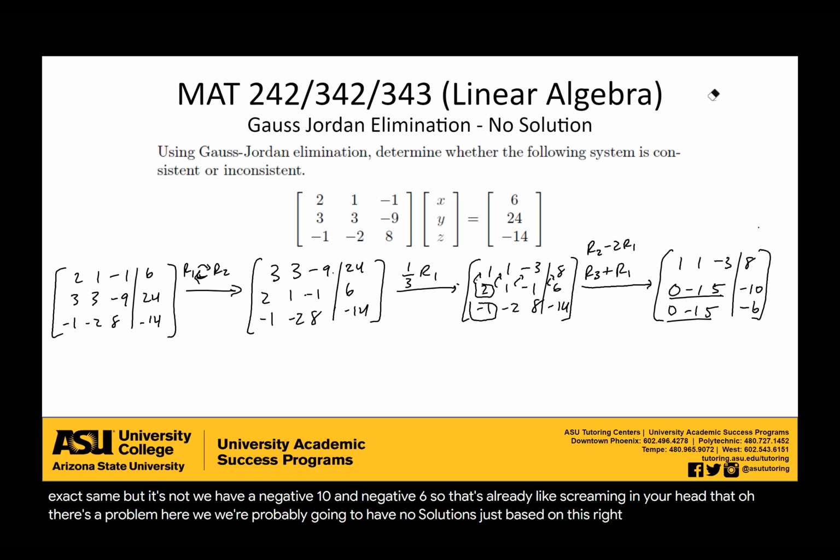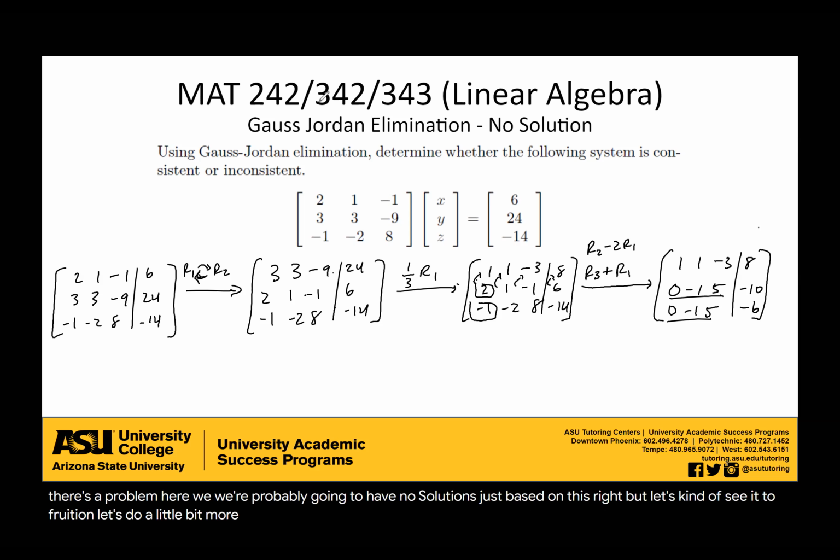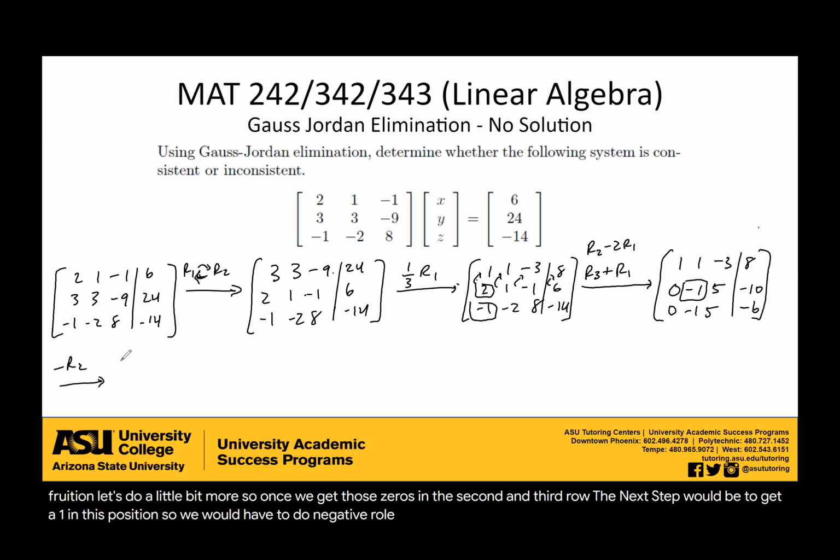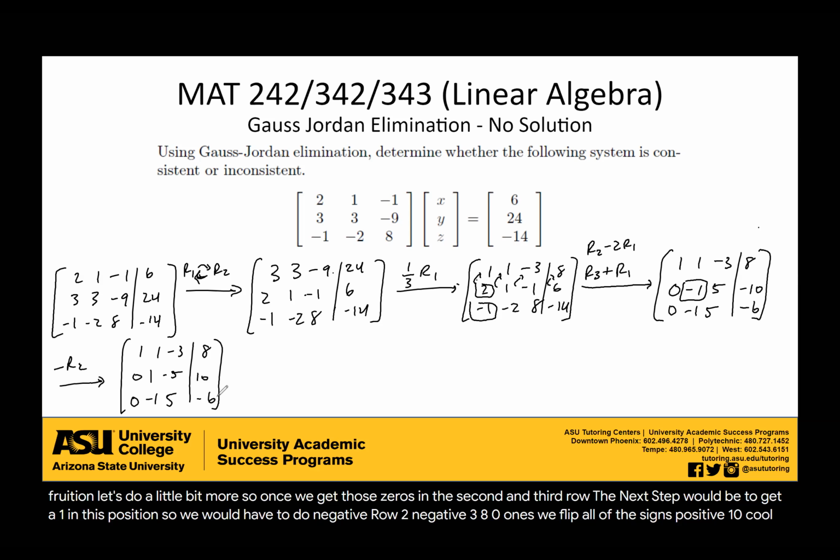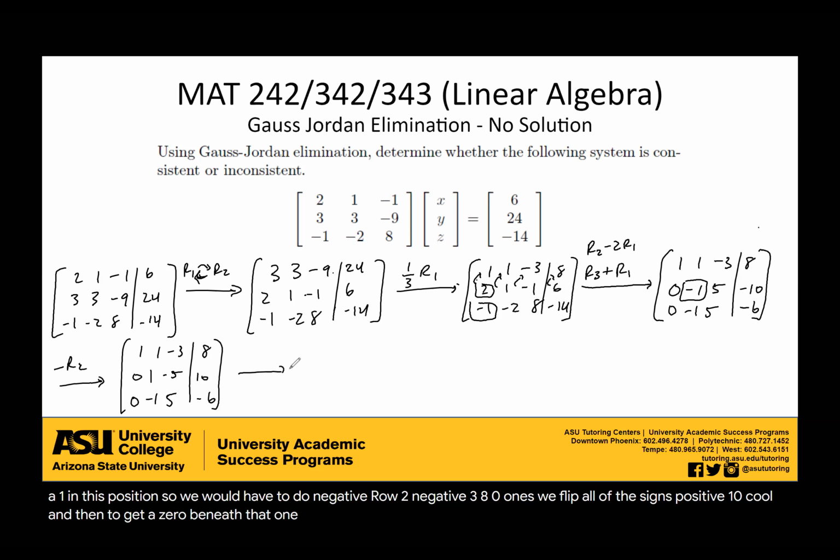But let's kind of see it to fruition. Let's do a little bit more. So once we get those zeros in the second and third row, the next step would be to get a 1 in this position. So we would have to do negative row 2, negative 3, 8, 0, 1. So we flip all of the signs, positive 10. Cool. And then to get a 0 beneath that 1, we would go ahead and take row 3 plus row 2.